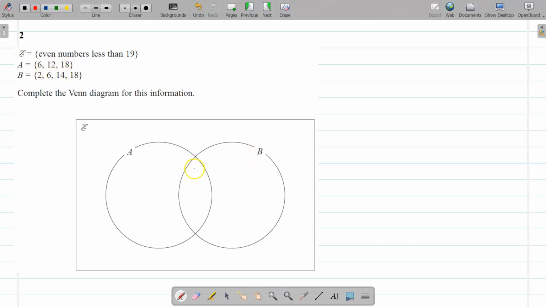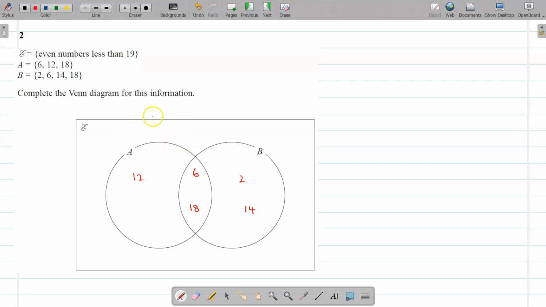So they need to go in the middle here, in the overlap, because they belong to both. And then we notice that we still have another number in set A that is not in B, and that's the number 12. And over here, in B but not in A, we have a 2 and a 14. Okay. But what's very important, or just as important, is that we now list all the numbers that don't belong in either of those 2 sets, but in the universal set, and that's the rest of the even numbers.